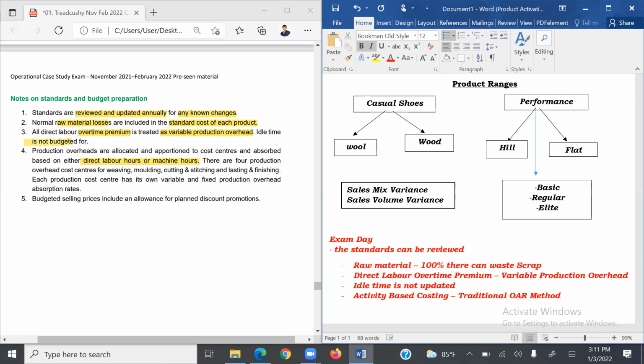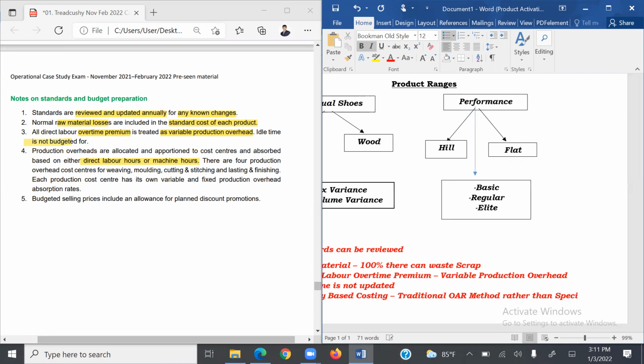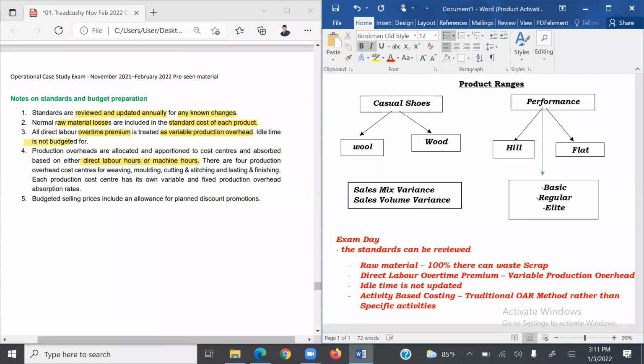You need to be very careful when you are doing the application, students, because they are very specific on the labor hours and the machine hours rather than specific activities. Rather than what, students? Specific activities, which you need to keep in mind. There are production overhead cost centers: weaving, molding, cutting and stitching, and lasting and finishing.